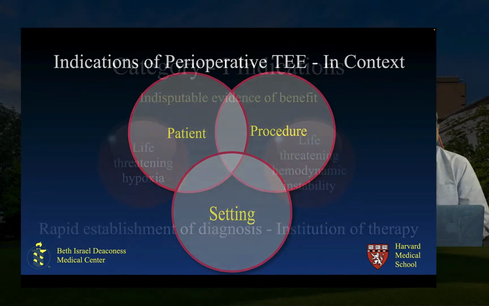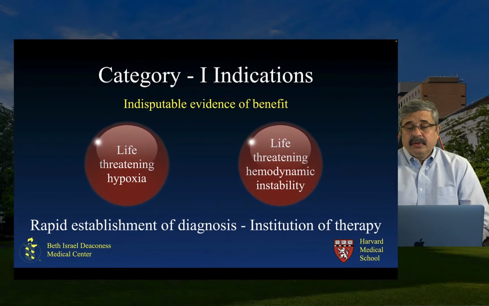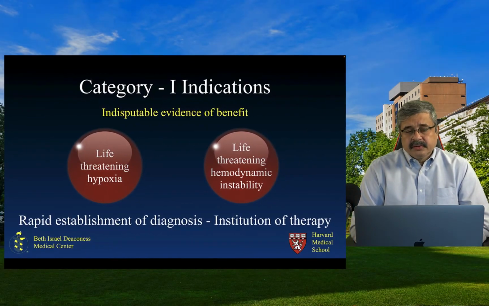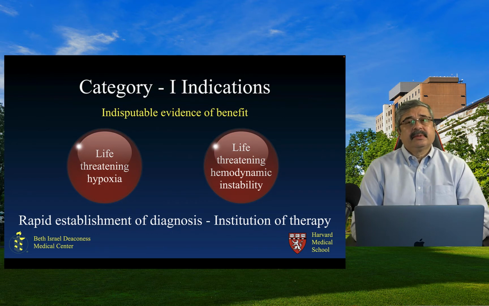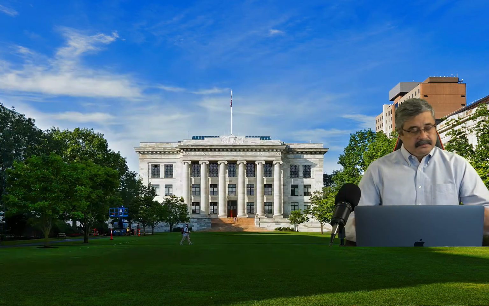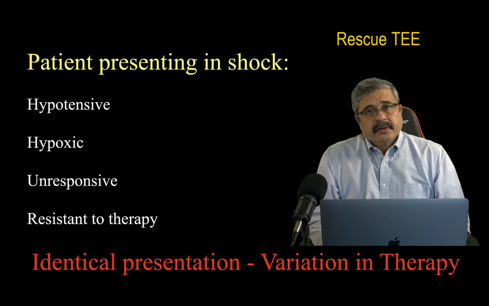So what has been established so far is that it has two category 1 indications, that is, when there is indisputable evidence of its clinical use. Number one is life-threatening hypoxia, by excluding massive intracardiac shunts, and secondly, life-threatening hemodynamic instability which is unresponsive to therapy. The major reason for this impact of transesophageal echo is that it helps in rapid establishment of diagnosis, institution, and following the response to therapy in real time, as we shall discuss in the subsequent section. This is not an uncommon scenario in the operating room.